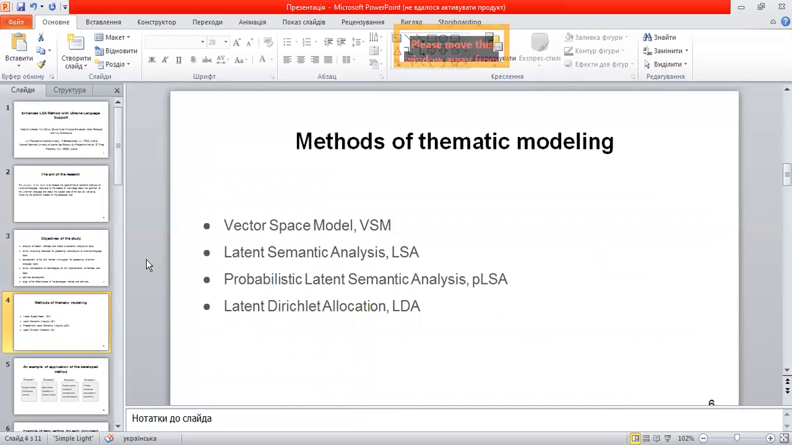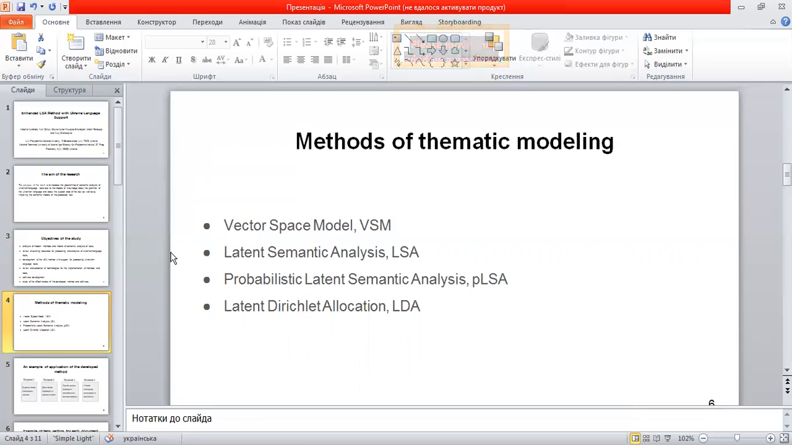So the main methods of semantic modeling are the vector space model, VSM, latent semantic analysis, probabilistic latent semantic analysis, and LDA. Well, the vector space model. This model is used to solve many problems of rapid analysis of documents, as well as to compile tables of search, classification, and clustering, and serves as a basis for many other algorithms.